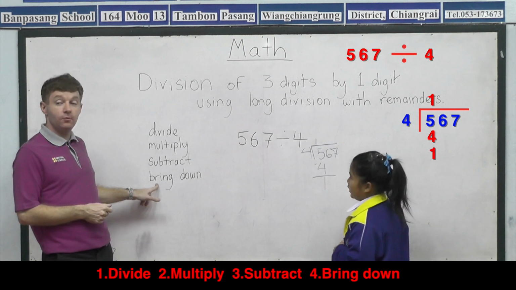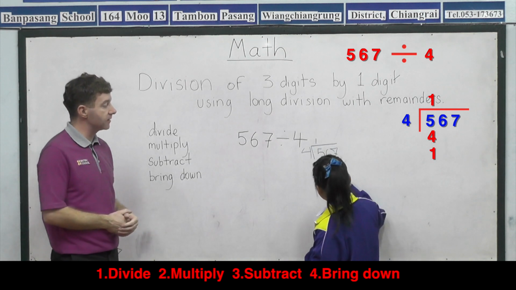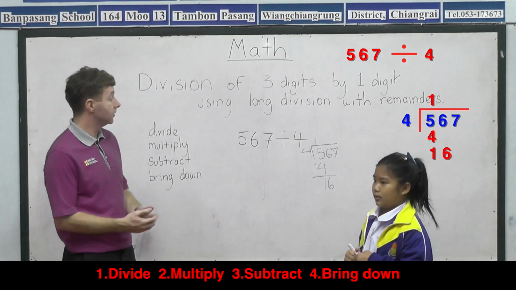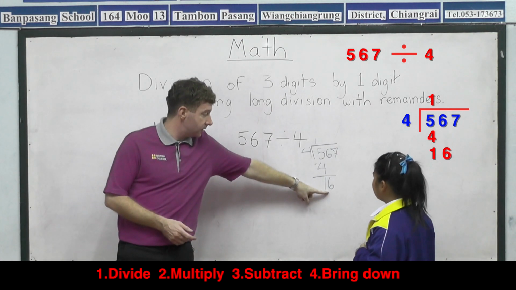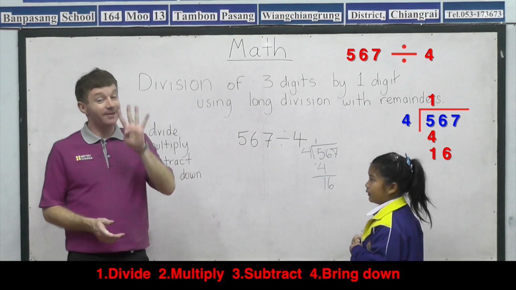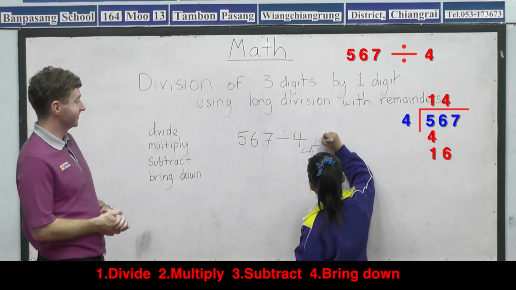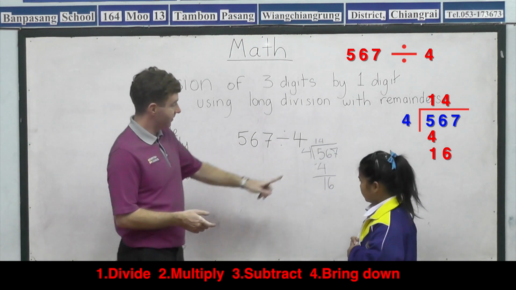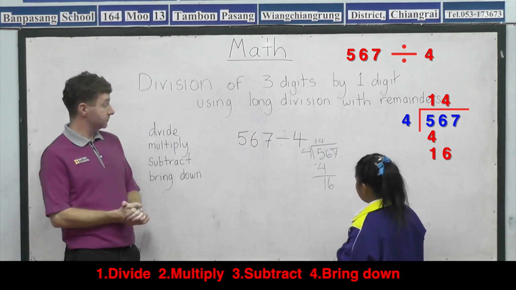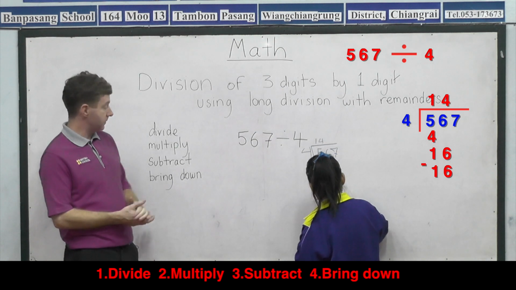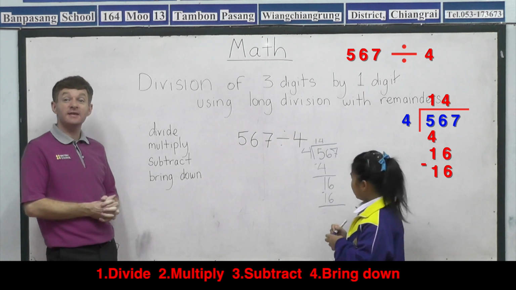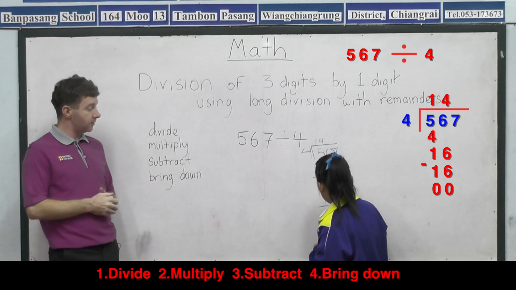So we're now ready to bring down. What number do we bring down? And because we have 1, 6 becomes 16. So next we look at 16 divided by 4 equals 4. Excellent. 4 times 4, multiply, equals 16. Now we're ready for stage number 3. 16 minus 16 equals 0. Perfect.